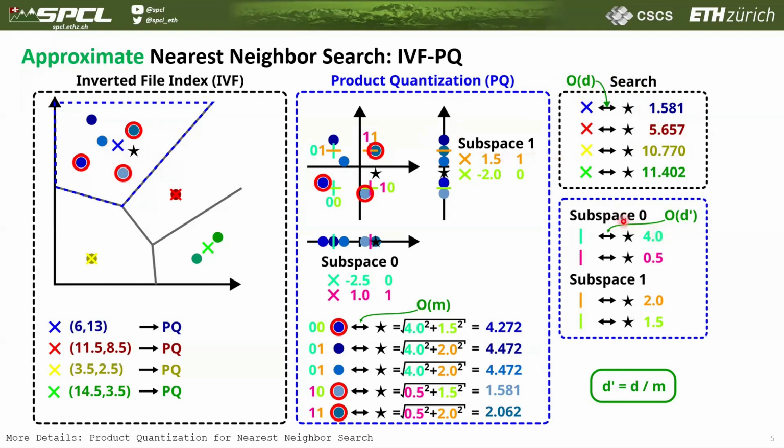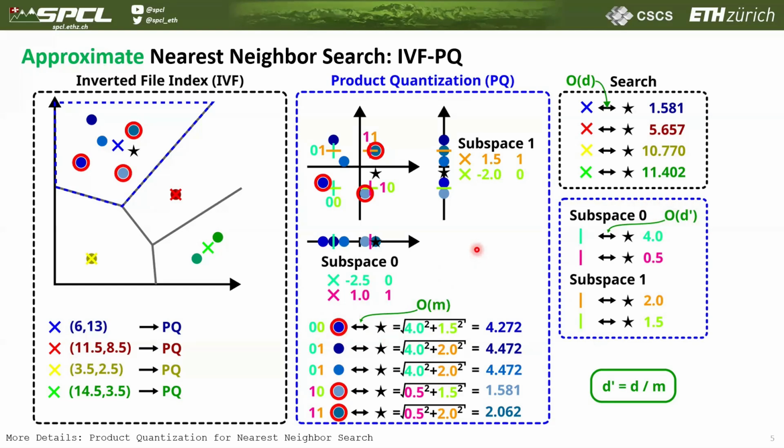Then in the second step, in the PQ step, we compute these distances between our query vector and our data vectors in each of the subspaces. This is only O of D prime. And then finally, to approximate the distance from the query point to our actual data points, we have to remember that we have way more data points than we have centroids in practice. So we can have orders of magnitude more points here than we have centroids over here. The distance computation is only O of M, and remember that M is relatively small, so we save a lot of computation.